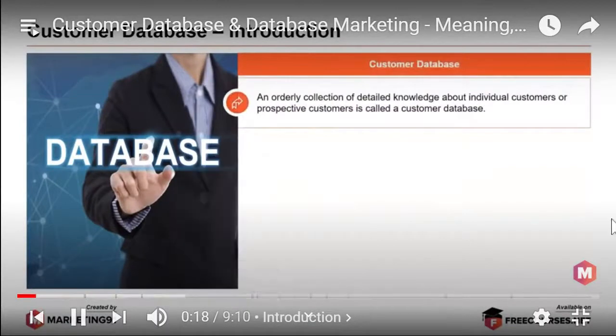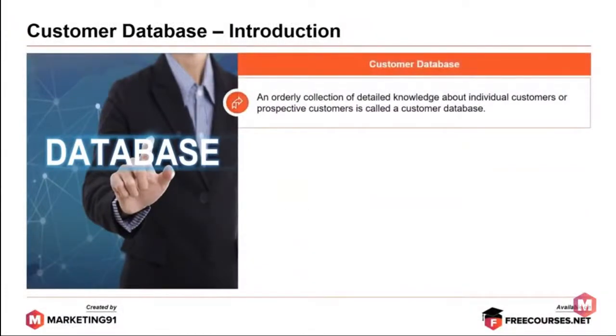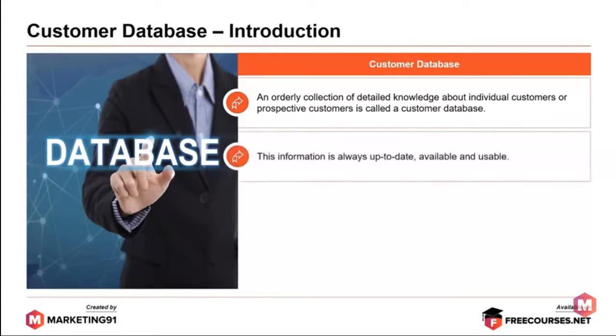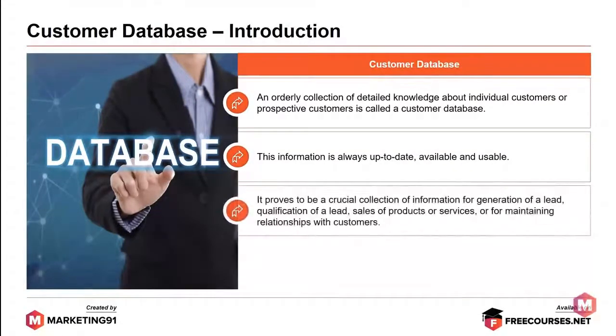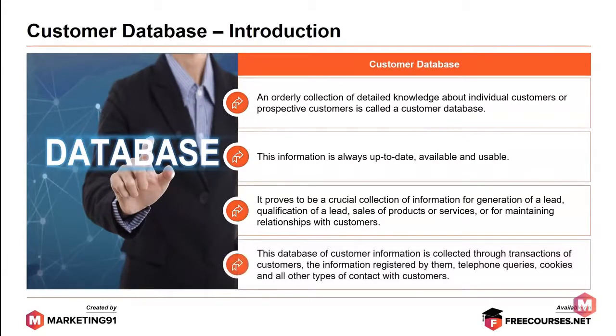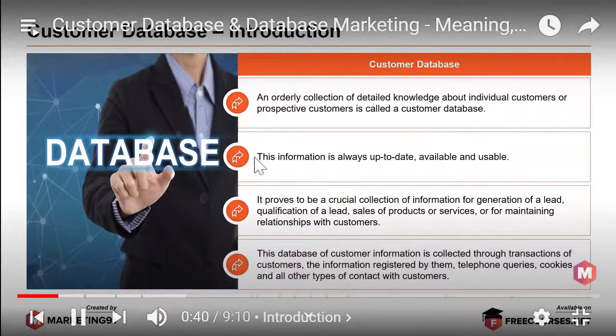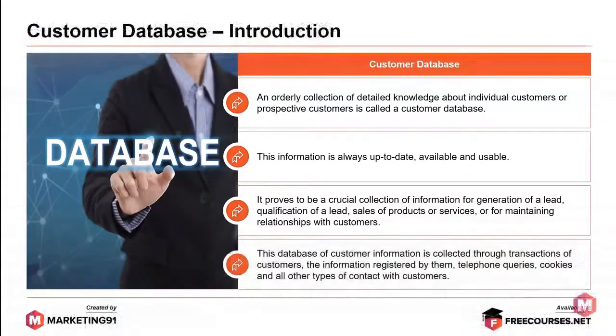Orderly collection of detailed knowledge about individual customers or prospective customers is called a customer database. This information is always up to date, available, and usable. It proves to be a crucial collection of information for generation of a lead, qualification of a lead, sales of products or services, or for maintaining relationships with customers. This database of customer information is collected through transactions of customers, the information registered by them, telephone queries, cookies, and all other types of contacts with customers.